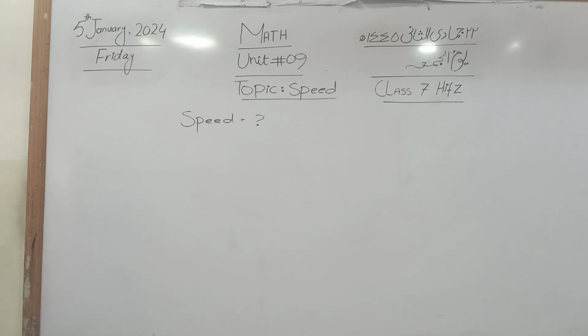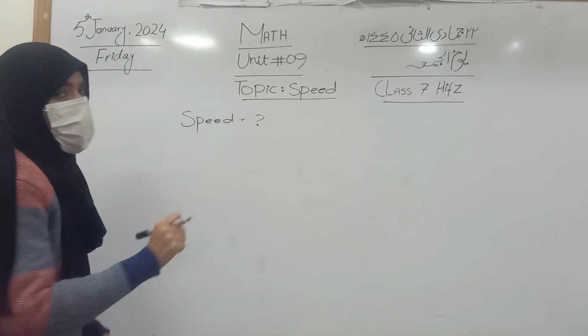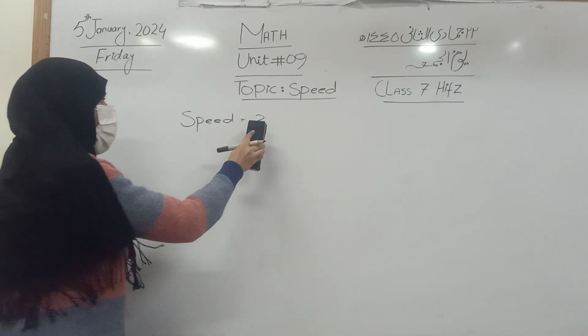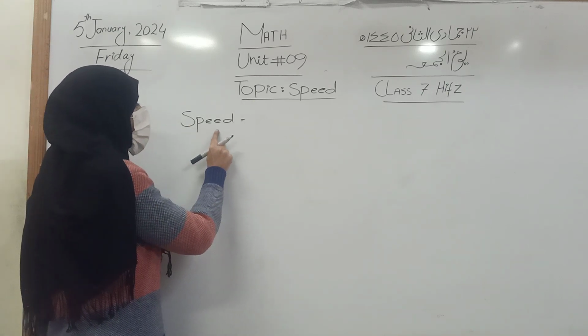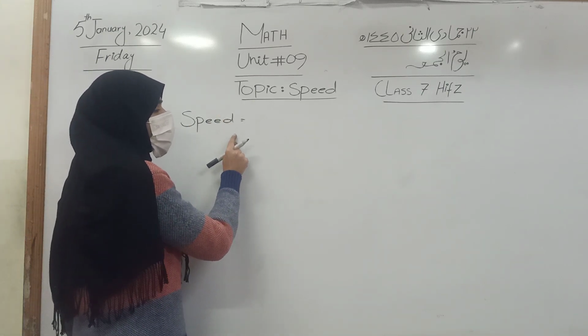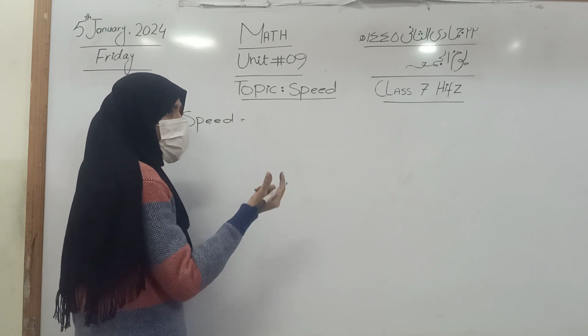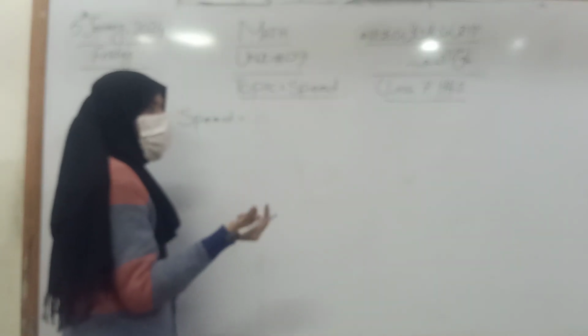Okay, now we will see what speed is. The speed of an object is defined as the distance travelled by the object per unit time. The speed of an object is defined as the distance travelled by an object per unit time.